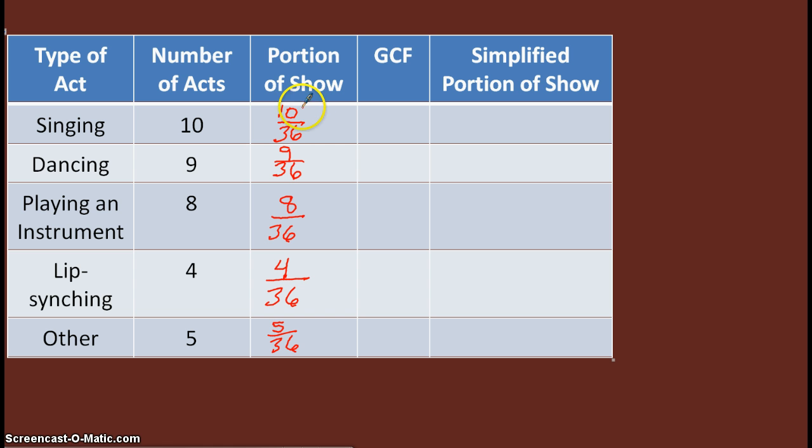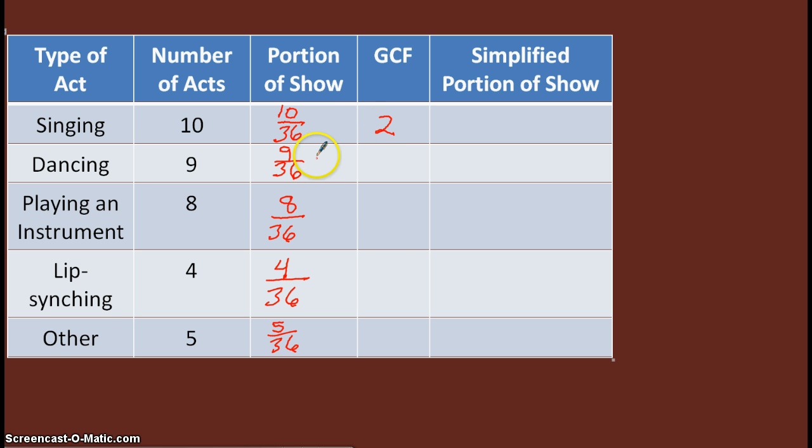In this case where we have 10 and 36, our greatest common factor would be 2. The reason I know this is the only factors that 10 has are 1, 2, 5, and 10. There are a lot more factors than that for 36, but the only ones that 36 and 10 share are 1 and 2. And since we're looking at the greatest common factor, I'm not going to list 1, I'm going to list the 2.